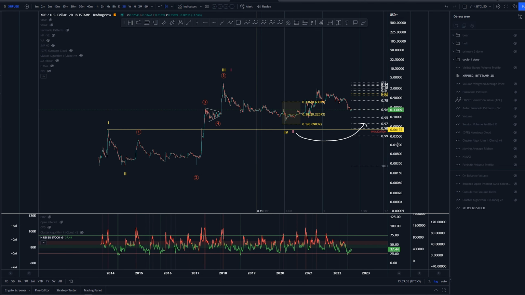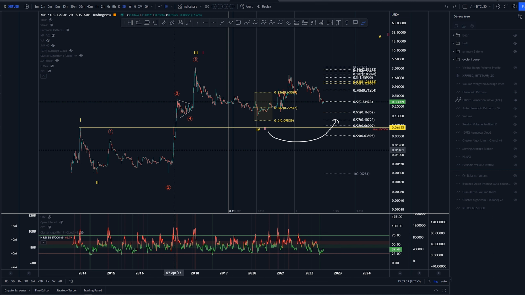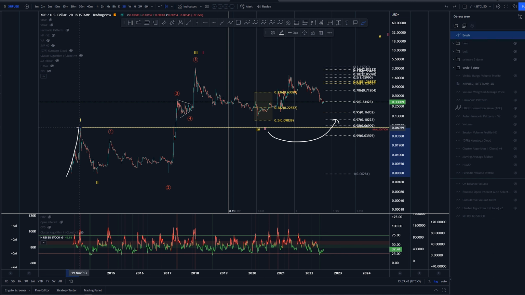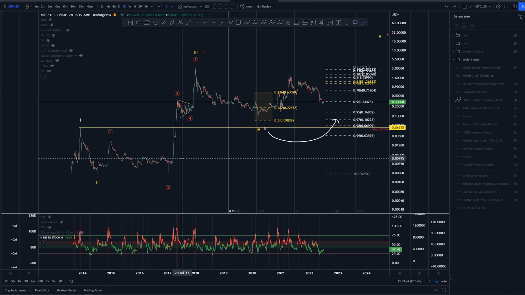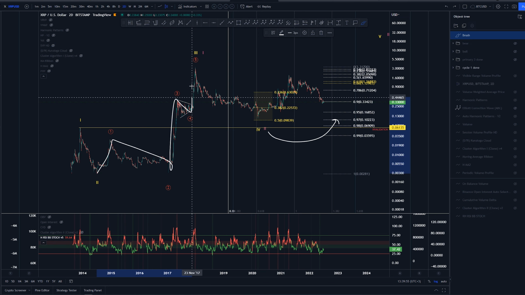Let's focus on the pink count here first, in which this is the first of cycle. We could be starting this structure from here as a 1-2, but then the 3-4 here is very small compared to it, so I would rather have it start from here as a 1-2, 3, 4 and 5.